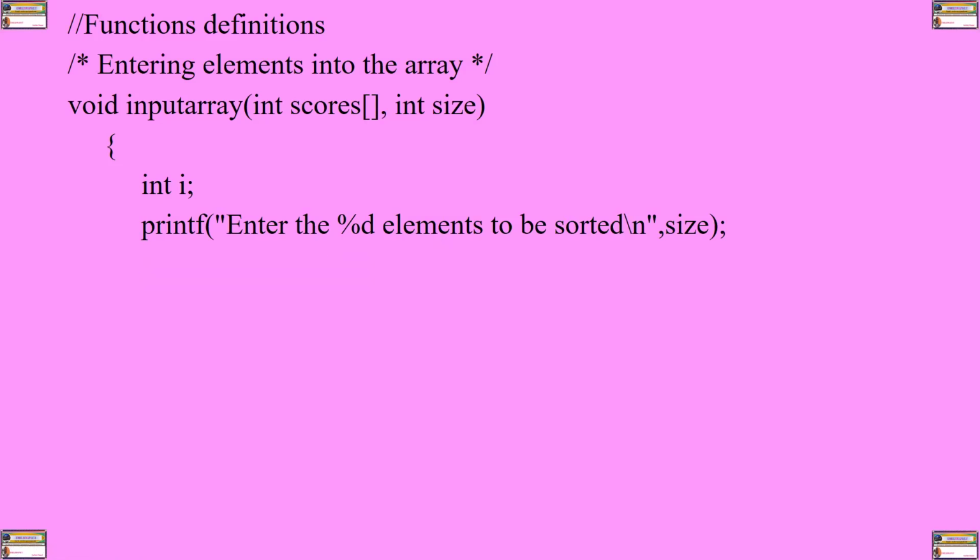Enter there. It will read the content of the memory location called size and display it on the screen where we have the type identifier. So if, for example, the content of memory location called size is 10, the statement will read as enter the 10 elements to be sorted. Then the next statement will display the text index on the screen.